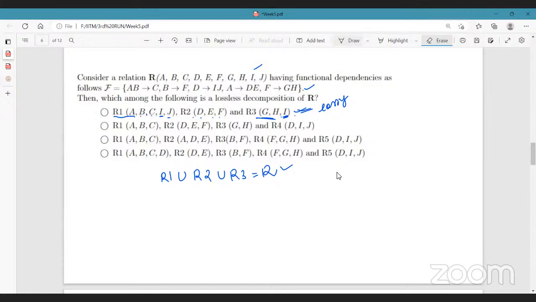So we'll check for the next option. So here we have 4 relations, 4 decomposed relations.